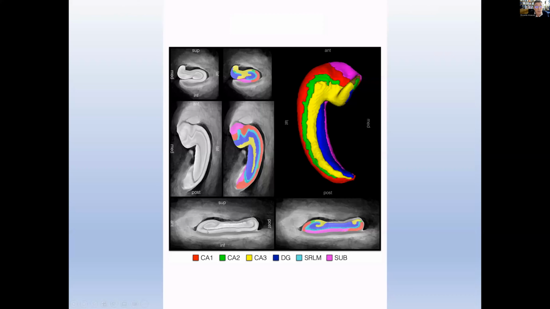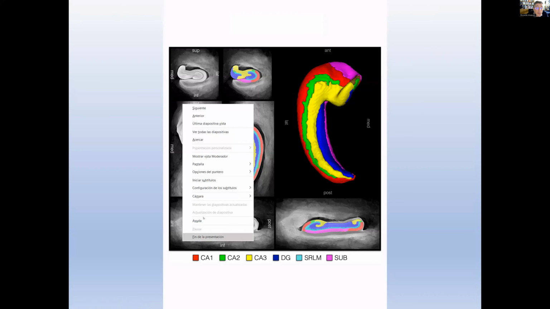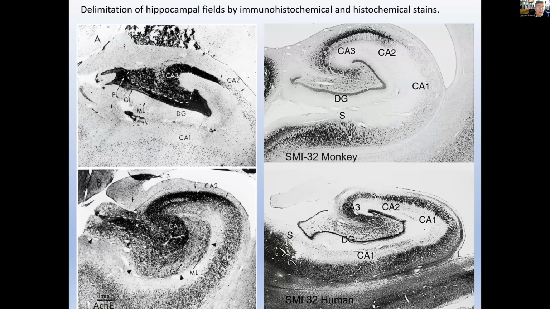This is acetylcholine, I'm sorry, this is acetylcholinesterase, a marker that goes beyond the limit of the mossy fibers and then extends on CA2. And you notice how nicely it delimits an oblique border. That's another constant feature. CA2 with CA3 is an oblique border. CA2 with CA1 is again an oblique border.